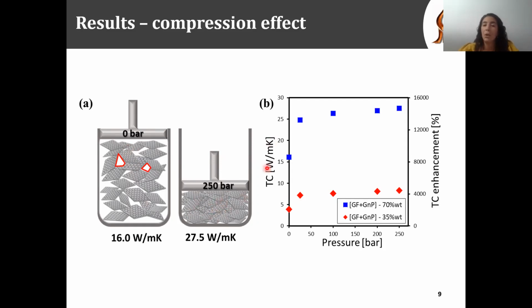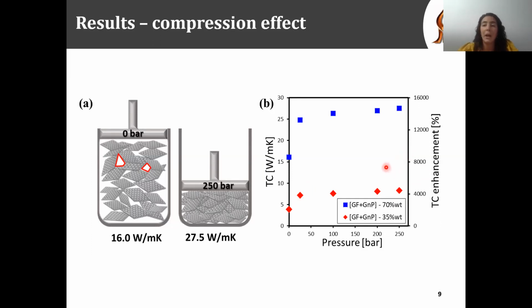So you can see here the thermal conductivity, but now as a function of the different pressure at high and low filler concentration. And you can see that a non-compressed composite with initial thermal conductivity of 16 watt per meter Kelvin is enhanced to approximately 28 watt per meter Kelvin under a pressure of 250 bar, only by reducing the number of air voids. We also can see that for a low filler concentration, the overall trend was also kept.